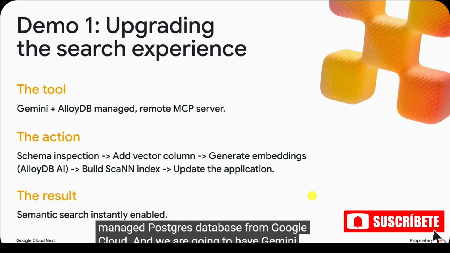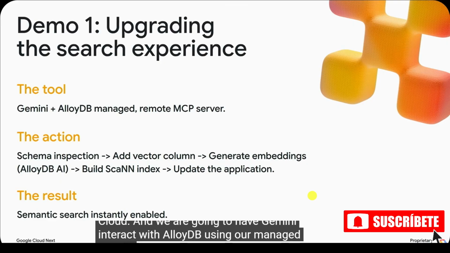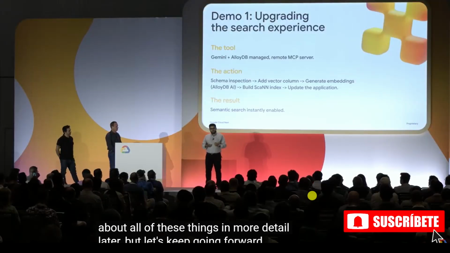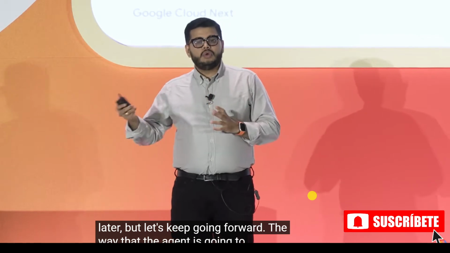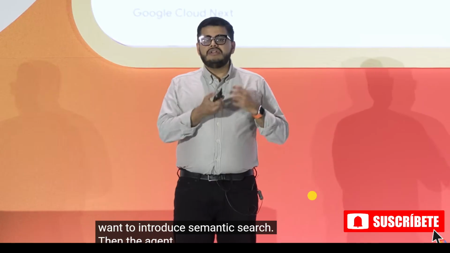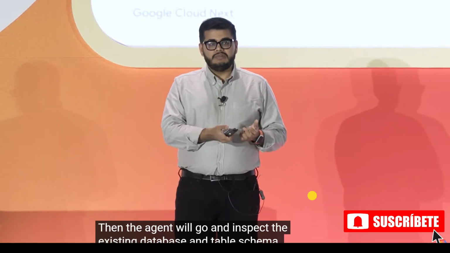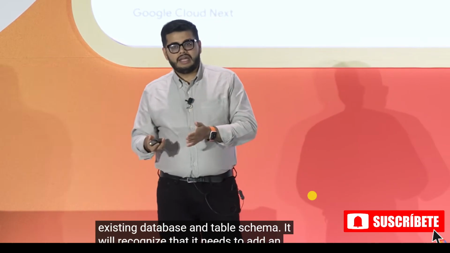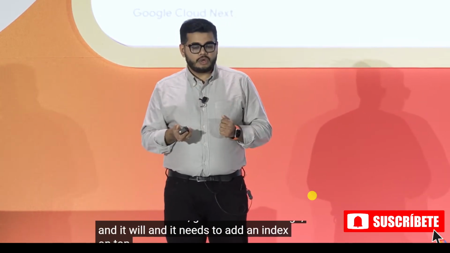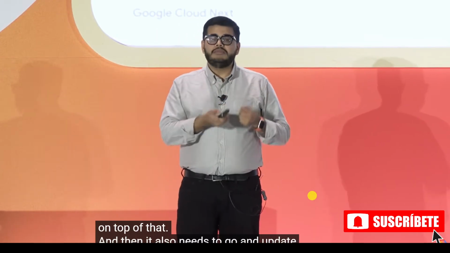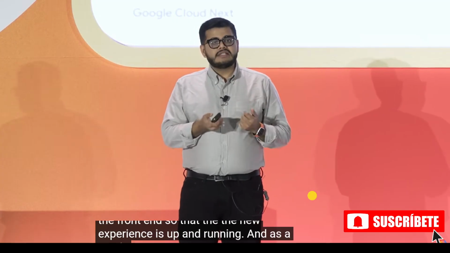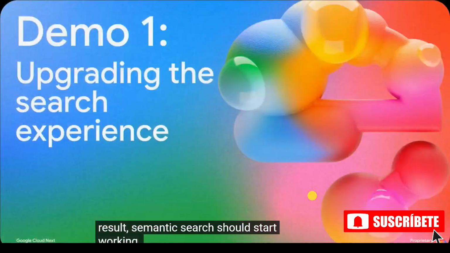And we are going to have Gemini interact with AlloyDB using our managed remote MCP server endpoint. We'll talk about all of these things in more detail later, but let's keep going forward. The way that the agent is going to go about it is, we will tell the agent that we want to introduce semantic search. Then the agent will go and inspect the existing database and table schema. It will recognize that it needs to add an additional column, generate embeddings, and add an index on top of that. And then it also needs to go and update the front end so that the new experience is up and running. And as a result, semantic search should start working. Let's look at the demo.